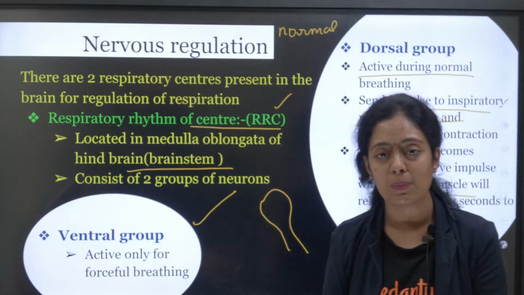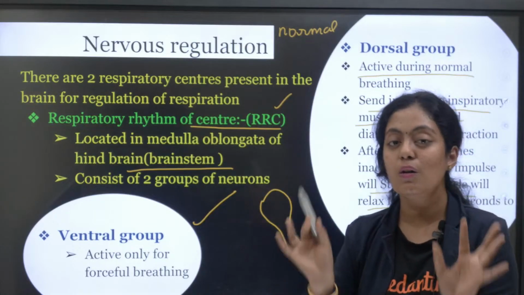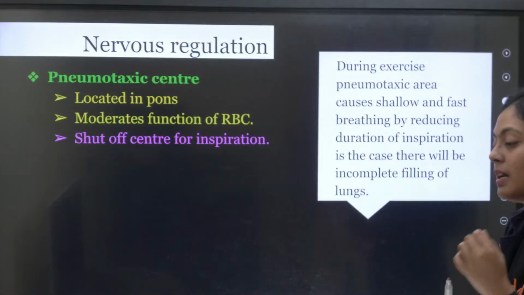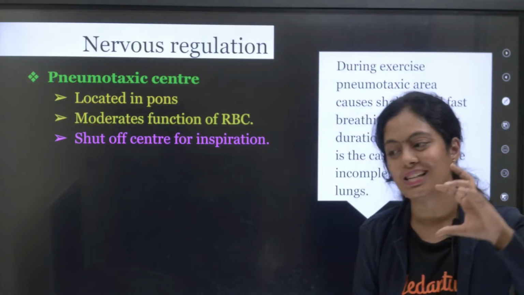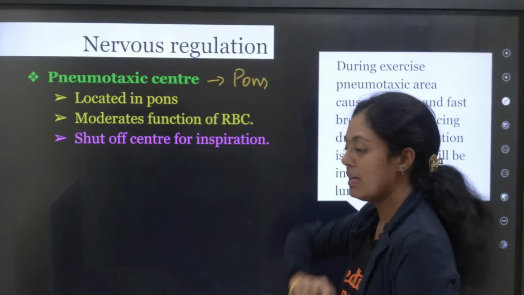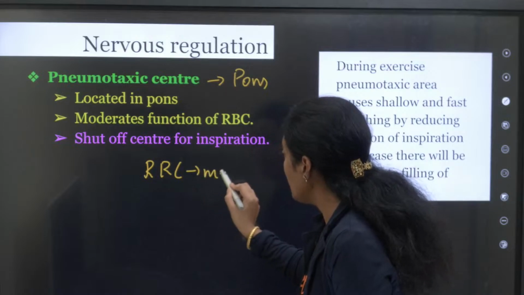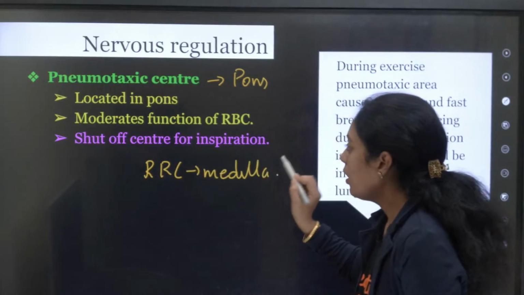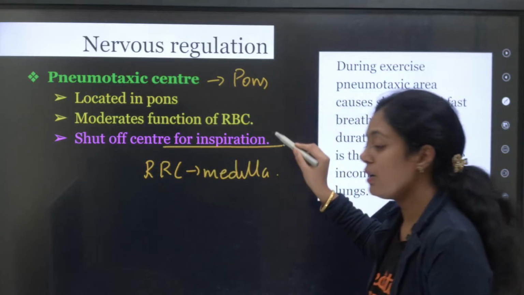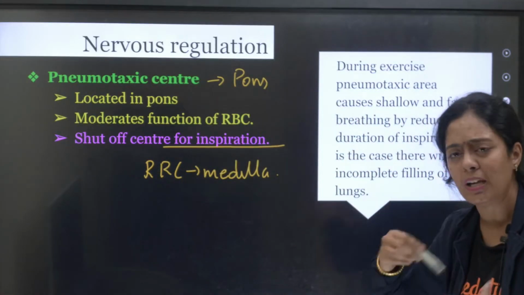Where is the respiratory rhythm center, kids? It is in your medulla oblongata. It is going to control the rate of respiration. Remember this, very important. In nervous regulation, there is the pneumotaxic center. Where is this pneumotaxic center, kids? It is in my pons. Where is the respiratory rhythm center? In my medulla. It moderates the function of the respiratory rhythm center. It shuts off the center for inspiration. During exercise, when does this come into the picture?